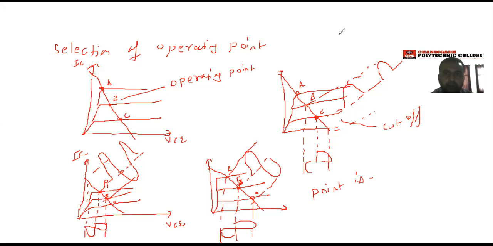So we have to stabilize the operating point at the center of the DC load line. So the whole signal is termed under the active region and it can amplify properly. To stabilize the operating point, we have to do biasing on the transistor.